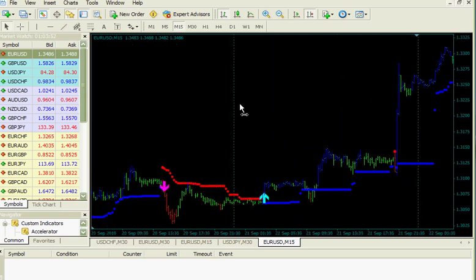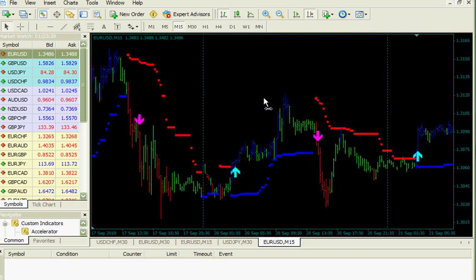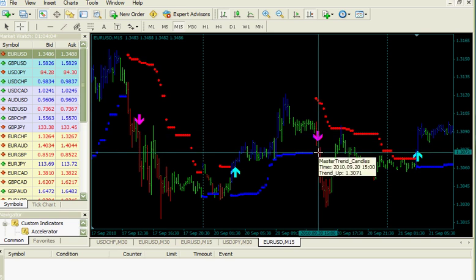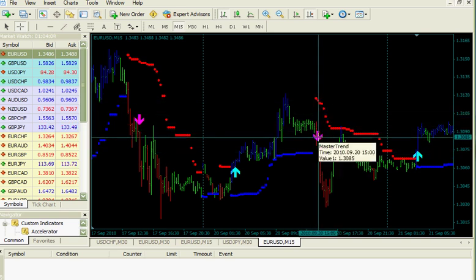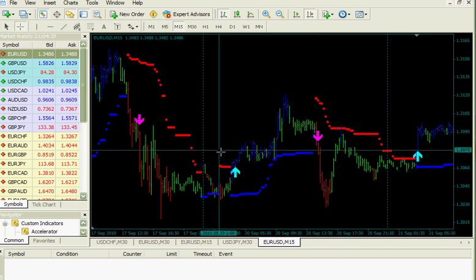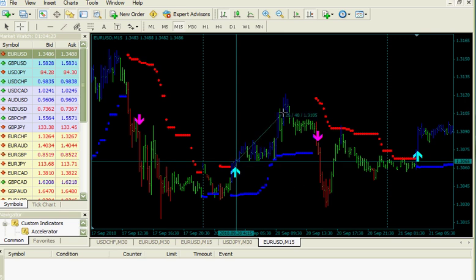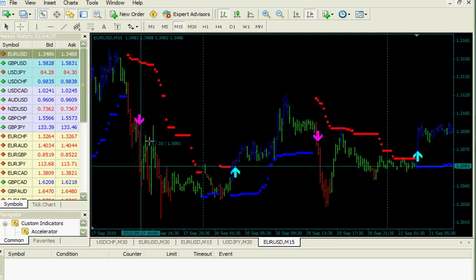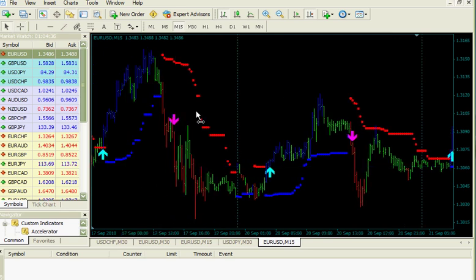Let's go back a little bit more and see what happened. Here are a few other signals that the system gave us. It gave us a sell signal. If we have the red dot on top of the arrow, and we enter sell, in just less than an hour, we were able to make about 40 pips. Another buy signal, and we were able to make 50 pips in a few hours. Another sell signal, and we were able to book about 40 pips here.